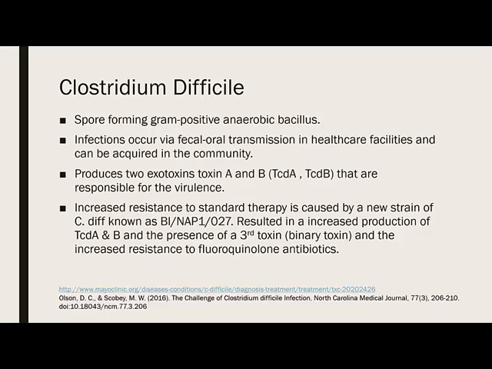Clostridium difficile is a spore-forming gram-positive anaerobic bacillus. Its infections occur via fecal-oral transmission in healthcare facilities, and it can be acquired within a community. It produces two exotoxins, TCDA and TCDB, that are responsible for its virulence. Its increased resistance to standard therapy is caused by a new strain known as BI/NAP1/027. It results in an increased production of both toxins, the presence of a new toxin, and increased resistance to fluoroquinolone antibiotics.